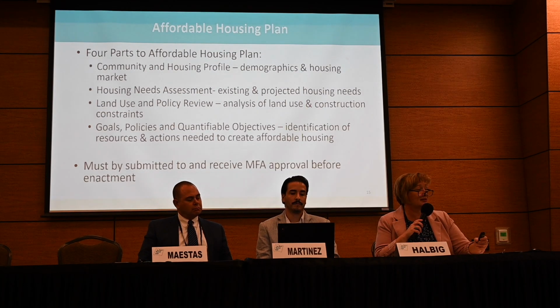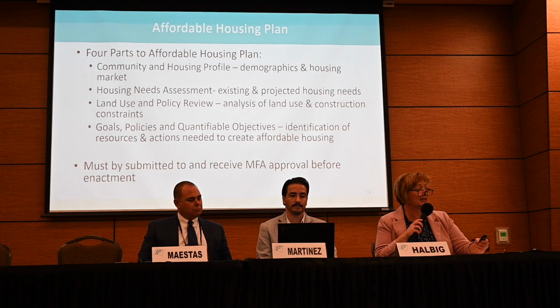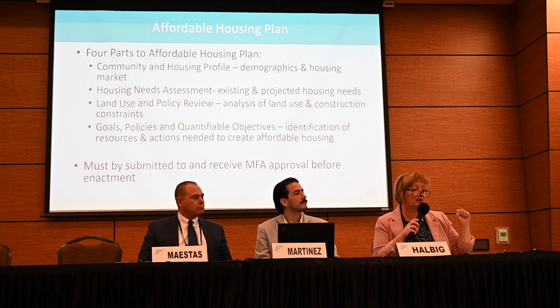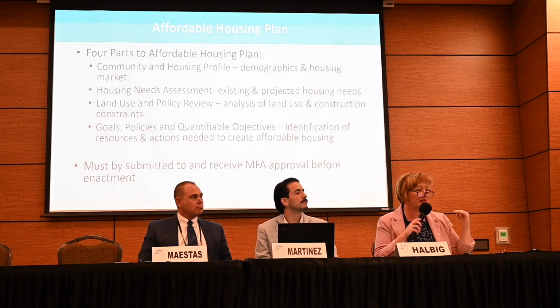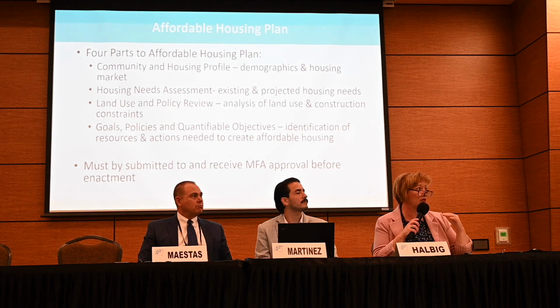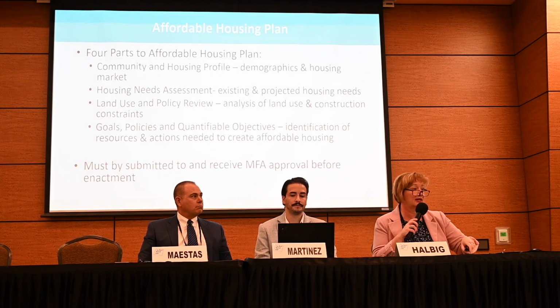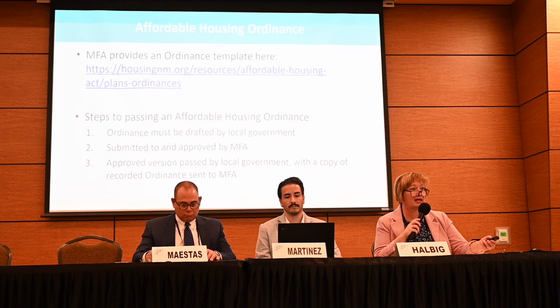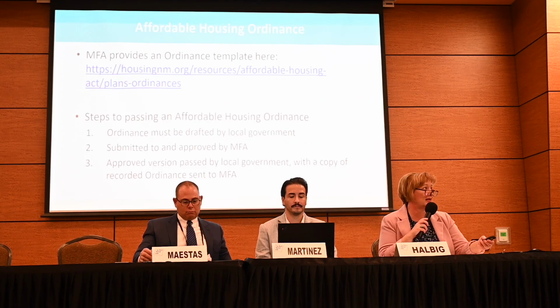So there's 4 parts to the affordable housing plan. You can read those right there. One of the things that we have for communities is literally a checklist of everything that we're looking for in that affordable housing plan, as well as where you can get that information, again, to make it easier for you. And that must be submitted to MFA, and we review it, and we'll send you an approval letter before we ask you to go back to your legislative body and pass that.